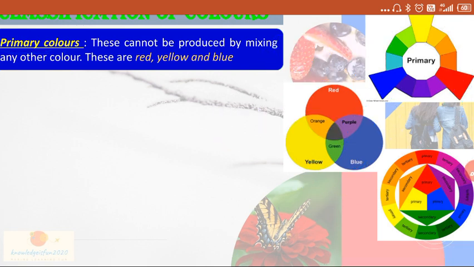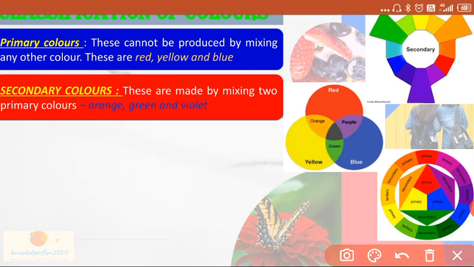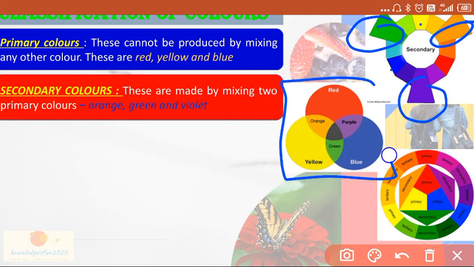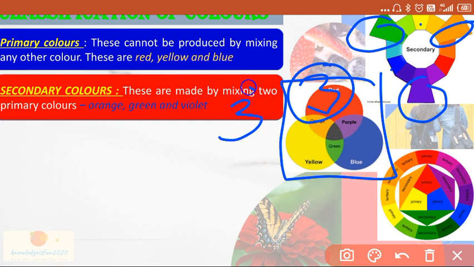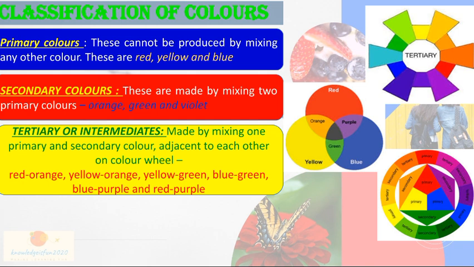What is made by mixing them? It is the secondary color. Very clear? By mixing yellow and blue we make green, orange and purple. This picture also shows the 3 primary colors and 3 secondary colors. Now we come to the tertiary colors, which are made by mixing one primary and one secondary color which is next to it.